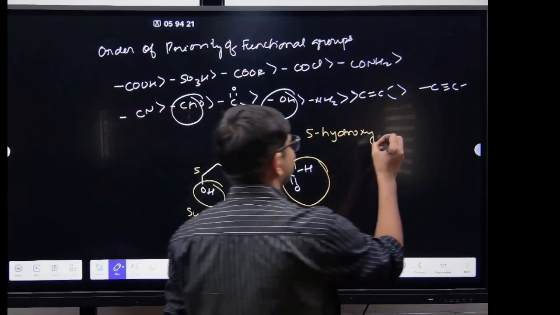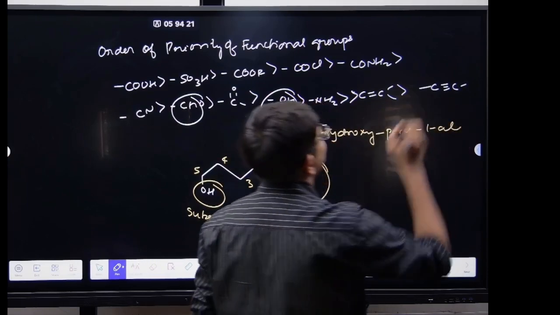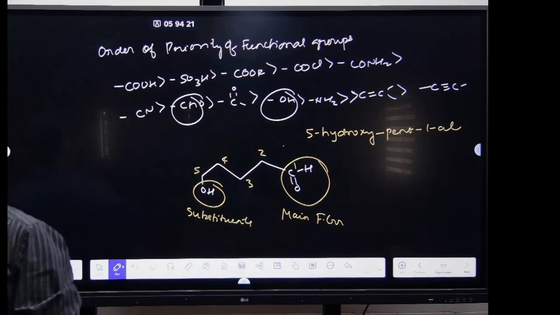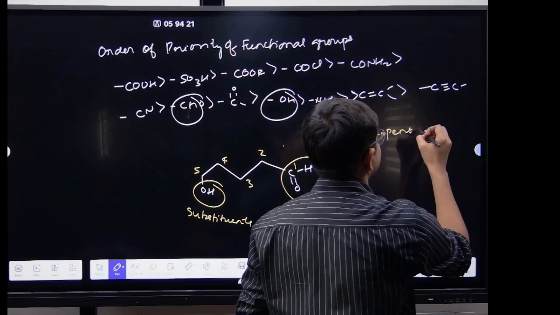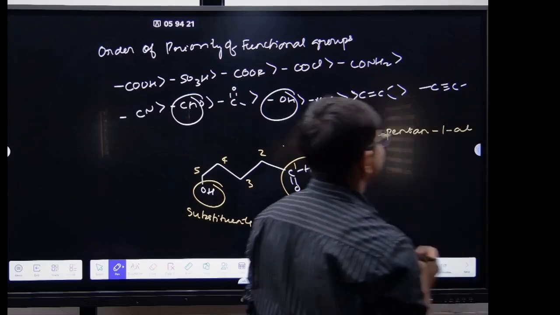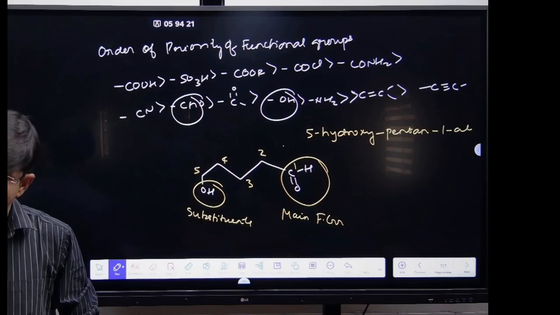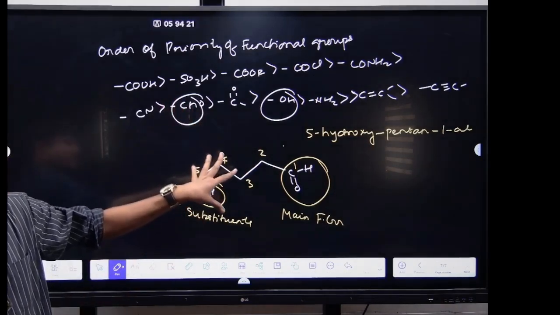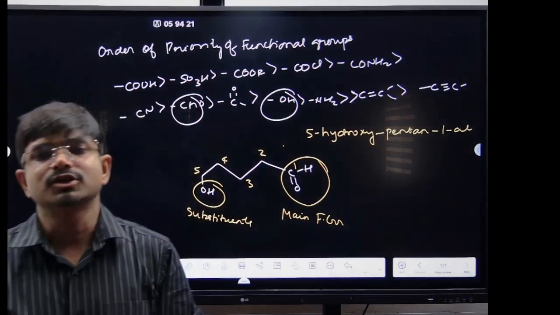What is the word root here? It will be pent, right? This will be pent, and you have to write 5-hydroxy pentane-1. Got it? This will be pentane-1. Understood this? Any problem? No, right? Now write, so this is an example if the compound is containing more than one functional group.